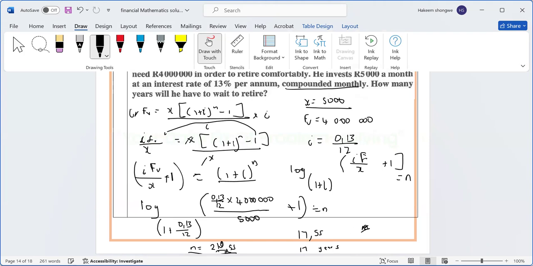Is it 18 years? Why 18 years? No, it's going to take us 17 years and how many months? We're going to put it in months: 0.55 multiplied by 12 gives 7 months. So it's 17 years and 7 months, not 18 years.